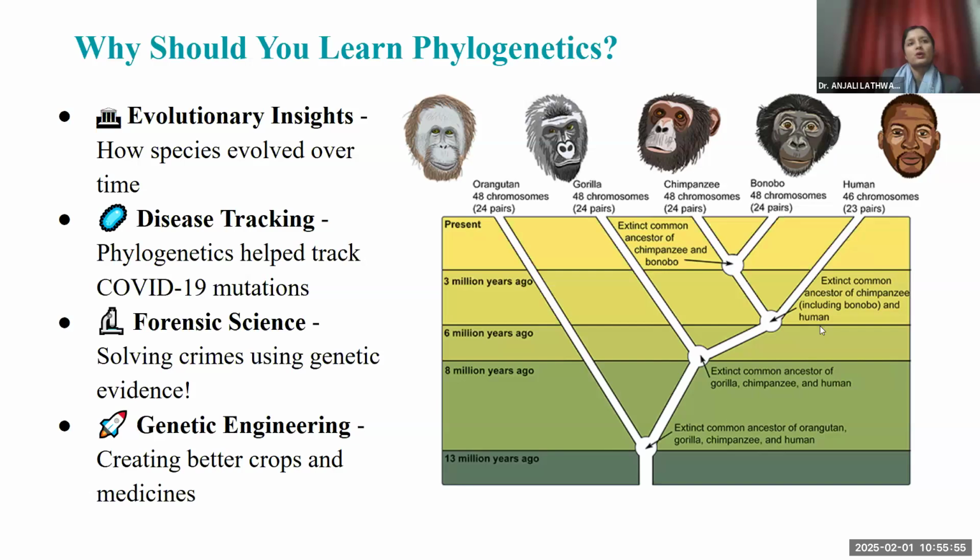Okay, so a quick recap of how and why it is important, from this figure as well: evolutionary insights, disease tracking, what the COVID-19 mutations are and how they impact humans, because bats still carry it but it's not impacting them, it's not making them ill, right? So there is something which is being done differently at the human level. Then forensic science, and of course genetic engineering as well.